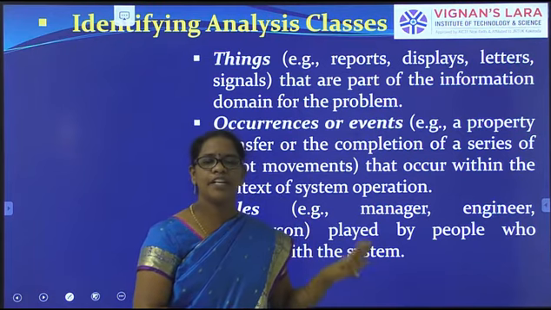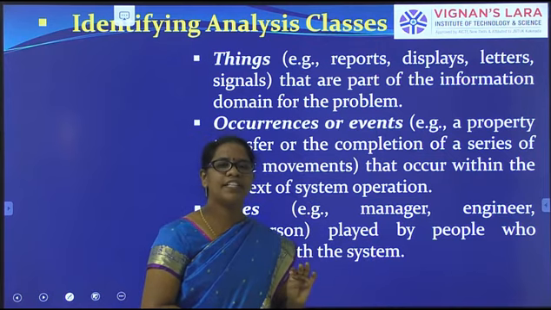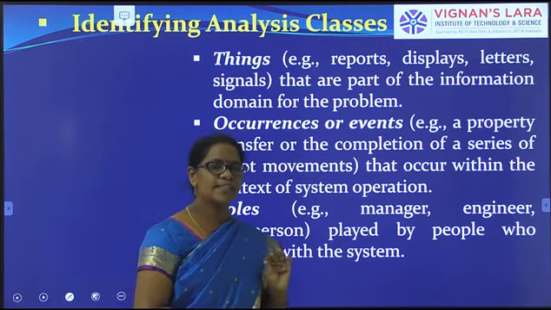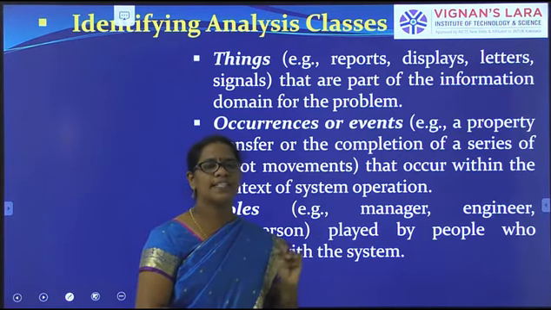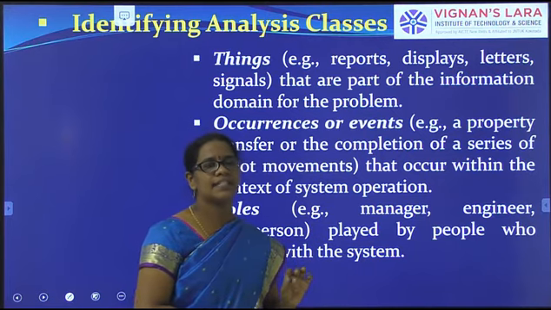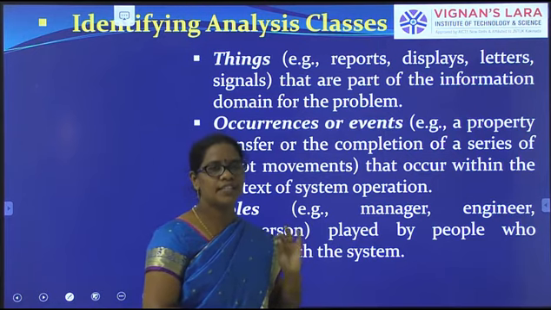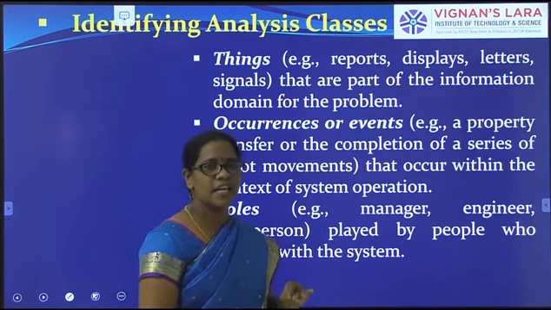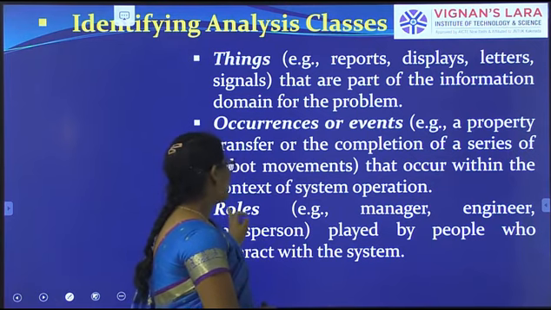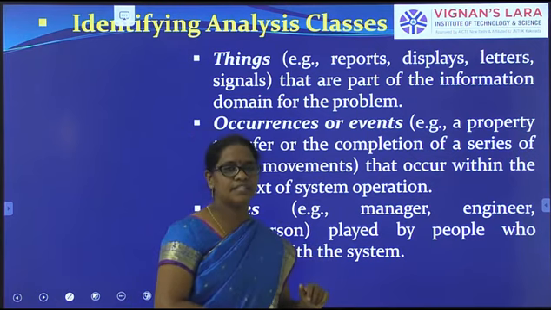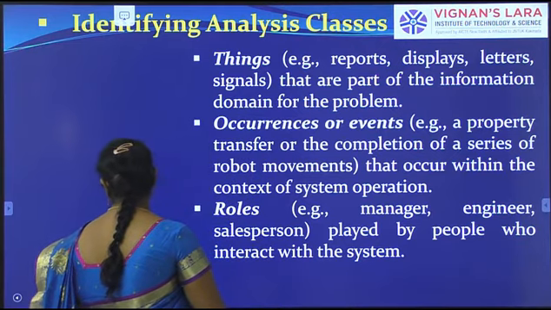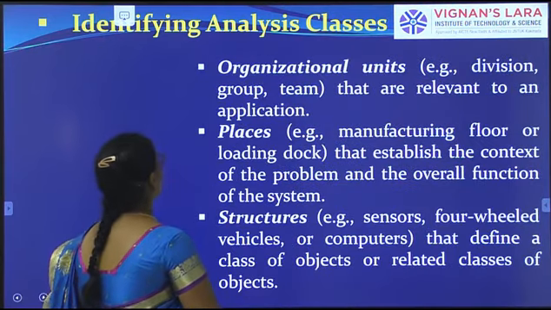So first we have to identify the classes. After identifying the classes, we have to analyze those classes. How to analyze? First, we have to know what external entities are involved in the classes. Next, what things we have to consider. Next, what the occurrences or events are. And next, roles: who is interacting with the system. These are what they have to consider before drawing the class diagram for the software product.